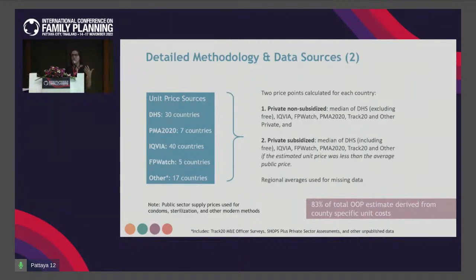And we use all this to come up with two price points for each country: that non-subsidized price point, representing the commercial price, for those who are not benefiting from that subsidy, and then a subsidized price point, which accounts for that share that are free, and then that share that are receiving commodities at that lower subsidized price. Overall, around 80% of our out-of-pocket expenditure estimates are derived from where we have a country-specific unit price. And so while we do sometimes rely on regional averages, we feel fairly confident in our results, and that we have been really able to have country-specific data for a lot of the coverage, at least in absolute terms.